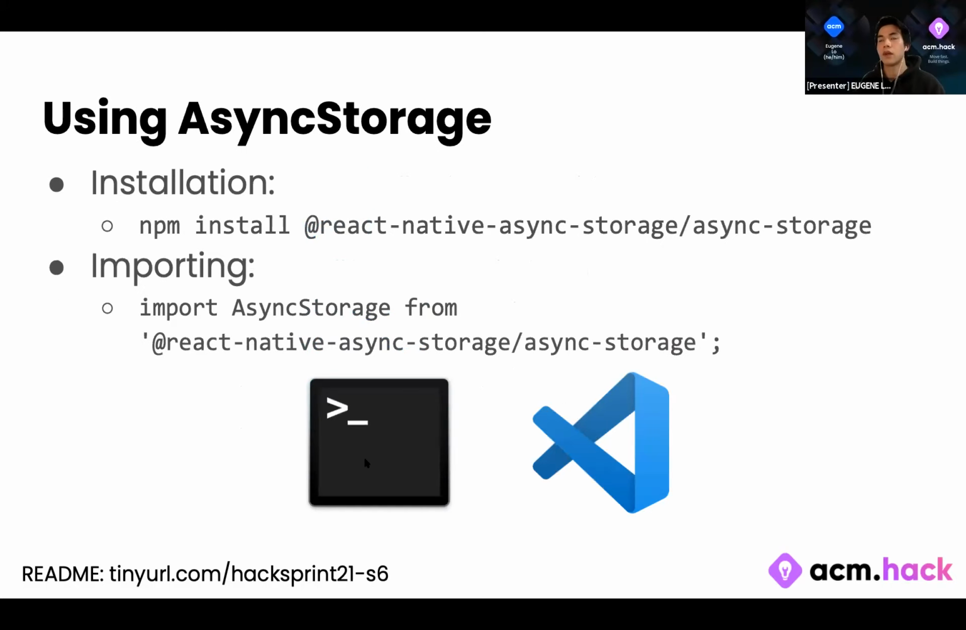Okay, so if you want to use async storage in your project, you of course have to first install the JavaScript library and then import it into your project. So to install it, you use npm install @react-native-async-storage/async-storage, and then to import it into whatever file you want, you would just import AsyncStorage from there.